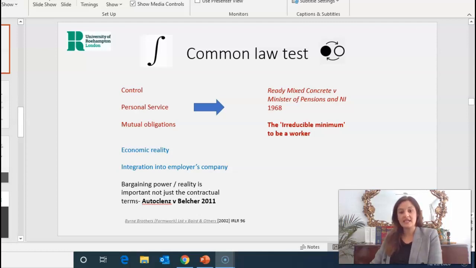A more recent case, which is Autoclenz and Belcher, 2011, said that we don't care what's written in the contract. The judges said we don't care what's written on paper. What we care about is the reality of what the person actually does, the reality of the work that they carry out, and the relative bargaining power between both parties. So we're going to look at not what's written on the document to determine the status of the person, but we're going to look at the reality of the situation and delve into what their day-to-day responsibilities are.